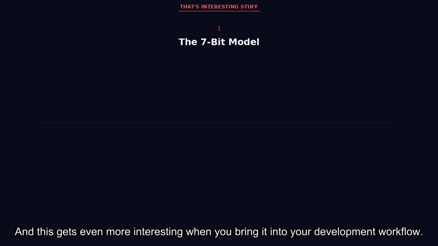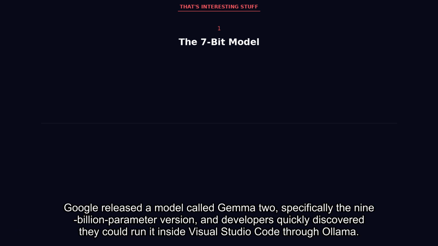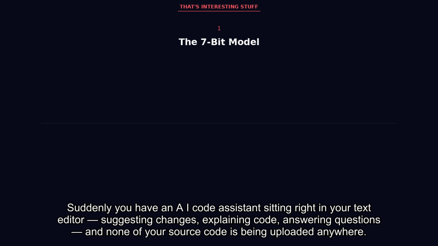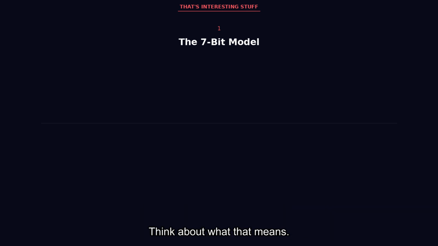And this gets even more interesting when you bring it into your development workflow. Google released a model called Llama 2, specifically the 9 billion parameter version, and developers quickly discovered they could run it inside Visual Studio Code through Ollama. Suddenly, you have an AI code assistant sitting right in your text editor, suggesting changes, explaining code, answering questions, and none of your source code is being uploaded anywhere. Think about what that means. If you work on proprietary software, this is huge.